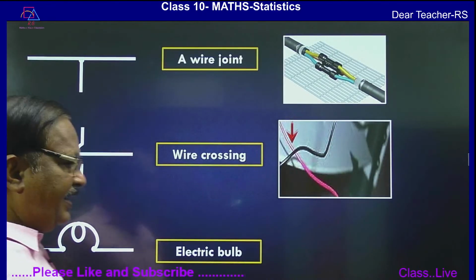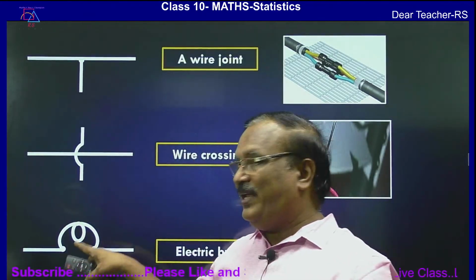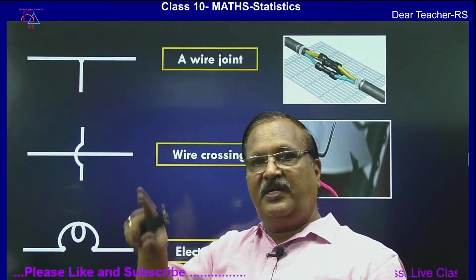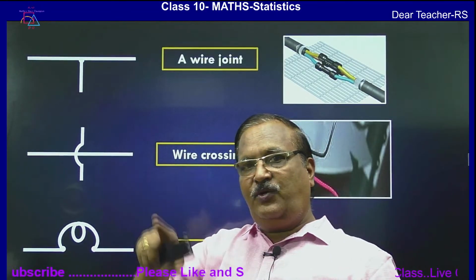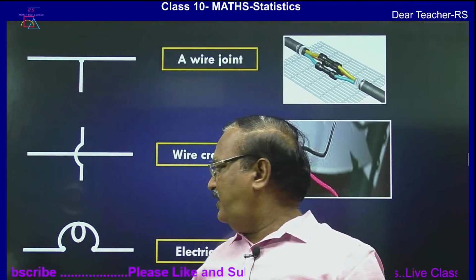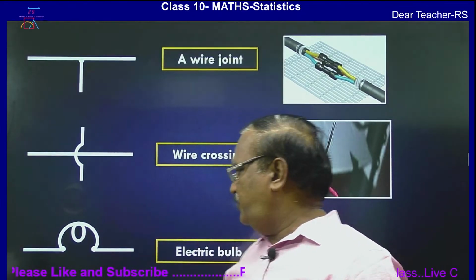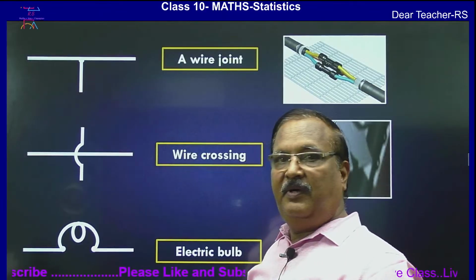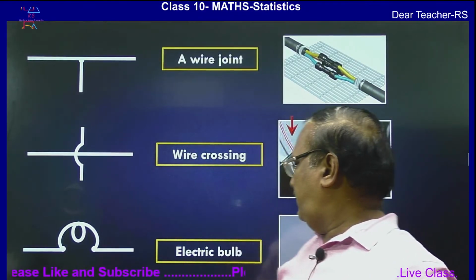This is an electrical bulb. Here only one loop is there. You can have two loops also, so one loop or two loops, like this. Okay. Here only one loop is there. So this is called an electrical bulb, right?